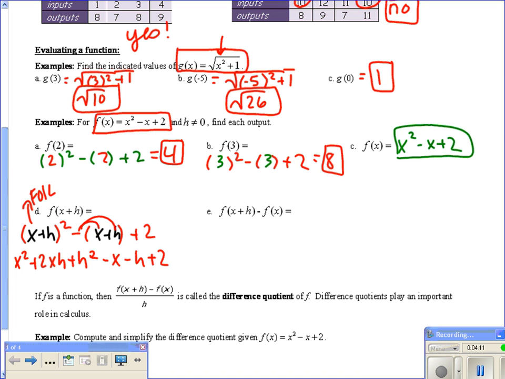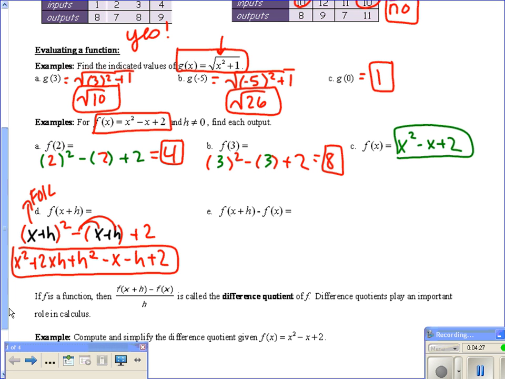Then you would look to see if you can combine like terms, which we don't have any, so this would be my first equation. For my second equation, now we're doing the same thing, except we're doing f of x plus h and then minus f of x. So we have two different functions that we're doing.